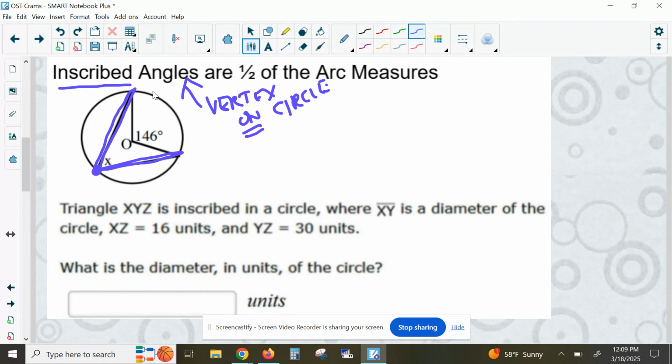The angle and the arc have a relationship, but they're not equal to each other like the central angle. Instead, the arc out here is twice as big as the angle in there. In other words, the angle is half the size of the arc.